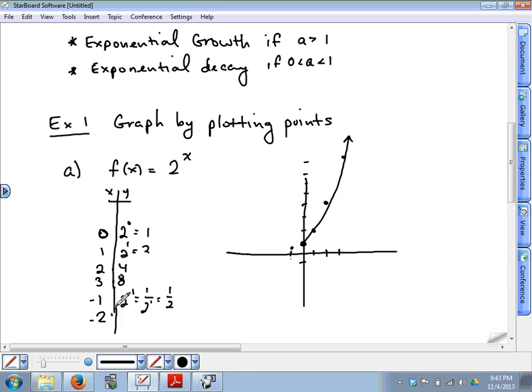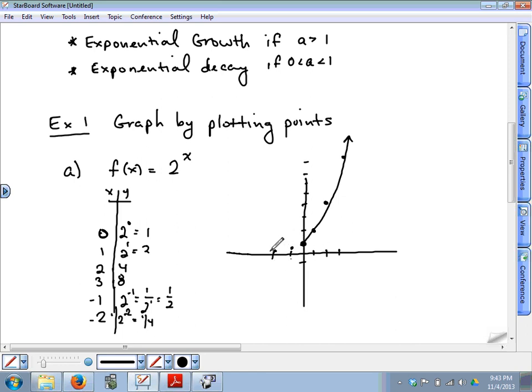If x is negative 2, then what we have is 2 to the negative 2 power, which is not negative 4. 2 to the negative 2 is the same as 1 over 2 squared, which is 1/4. So when x is negative 2, we're at 1/4, which is about right there.